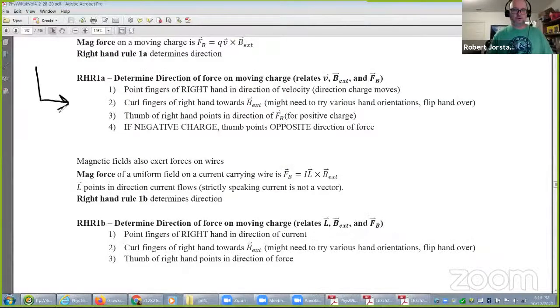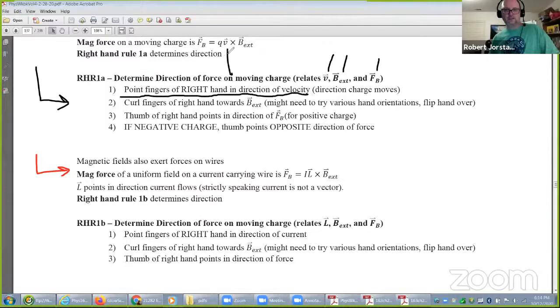All right, so we're looking at this right-hand rule. And notice it also exerts forces on wires. So we're going to talk about forces on charges and wires. So let me color code that. The black one will give you the force on a moving charge. So look at this. We have V, the external field, and the force. You line up the fingers of your right hand in the direction of velocity, the first vector in the cross product. You curl the right hand towards B.